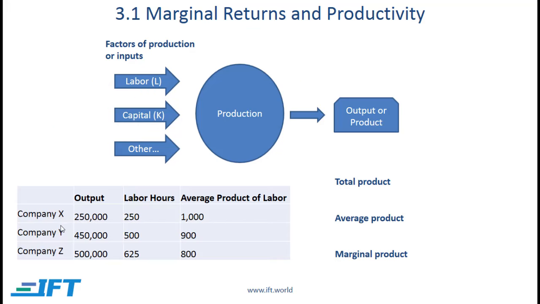Let us now compare three companies, X, Y, and Z. For each company we have the output, the labor hours, and the average product of labor. If the question is which company is the biggest, then the answer clearly is company Z because it has the highest output. But if we ask which company is the most productive or the most efficient, then the answer would be company X because it has the highest average product of labor. This average product of labor is the output divided by the labor hours. So compared to Y and Z, company X is more efficient.